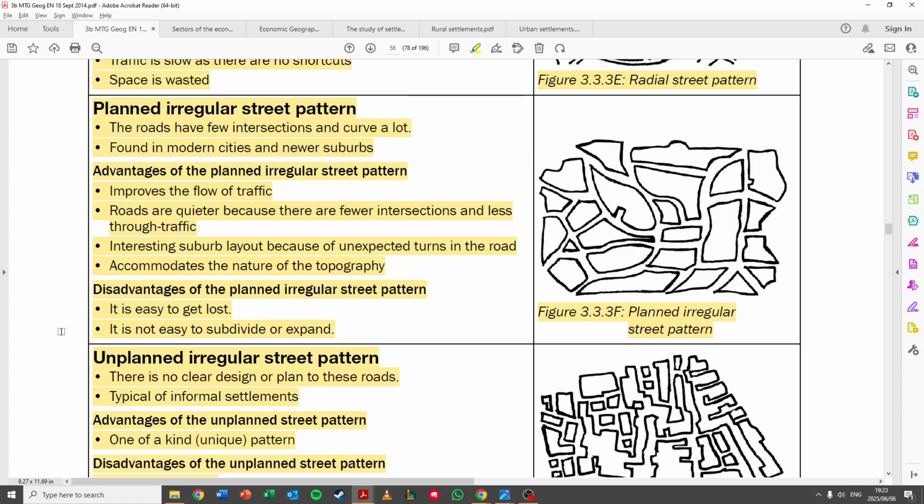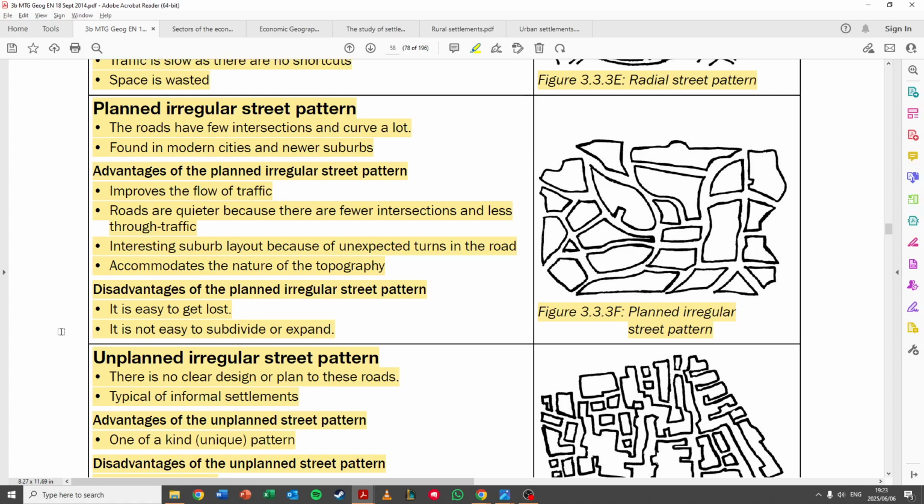It gives an interesting suburb layout because of unexpected turns in the road. And one of the most important reasons is that it actually accommodates the nature of the topography. It works with the topography, with how the land looks. Okay, then the disadvantages: it can be easy to get lost.